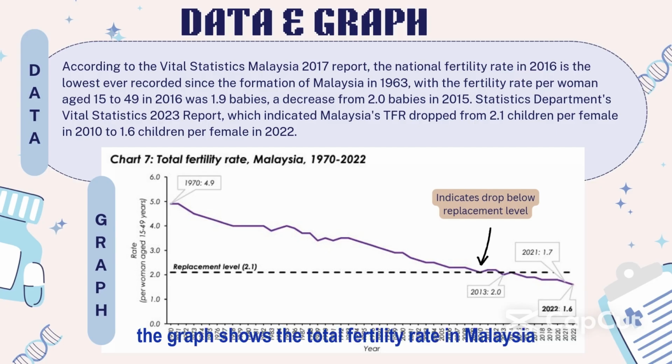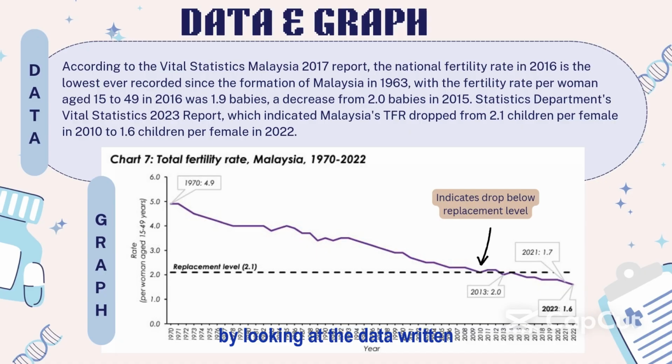The graph shows the total fertility rate in Malaysia, but even in this graph, we can see what the infertility rate is. As the years go by, the total fertility rate is steadily decreasing. At one point, it drops below the replacement level. This is worrying as it means that the infertility rate is rising higher by the minute.